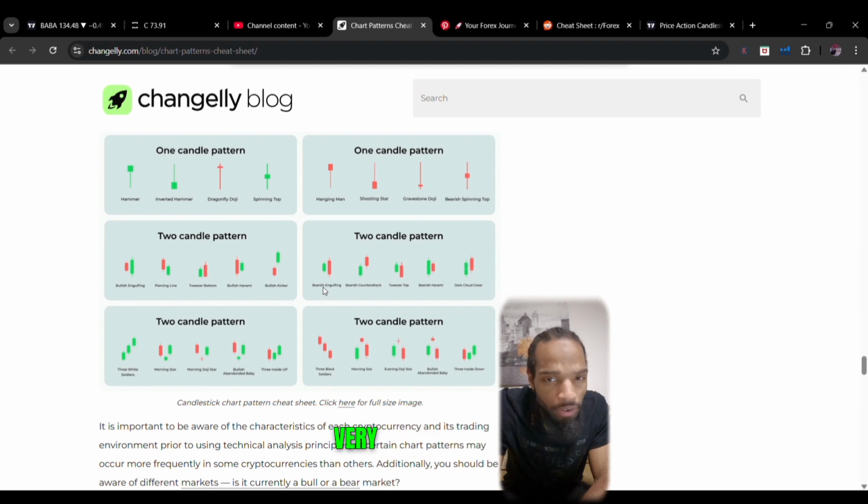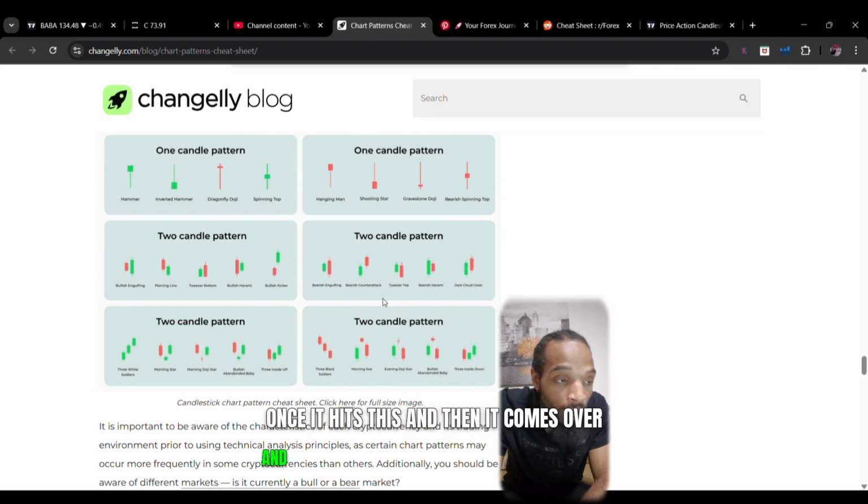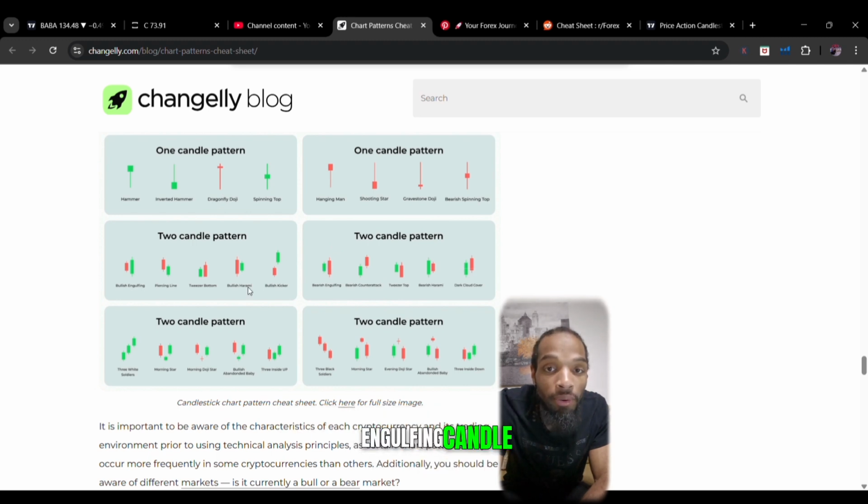Engulfing candle, very important candle, I look for that. An engulfing candle is when, let's just say it's going down and there's a whole bunch of red candles. And then once it hits, let's just say this is the level, it comes over and the green candle is longer than that previous candle, like this one, how this red one is longer than this previous one. Engulfing candle. That one is one of my favorite ones.